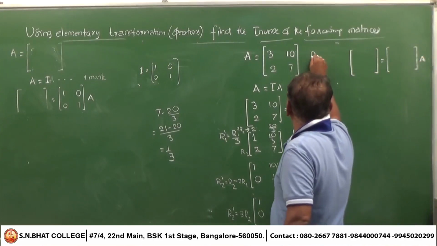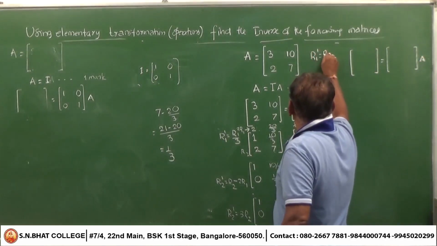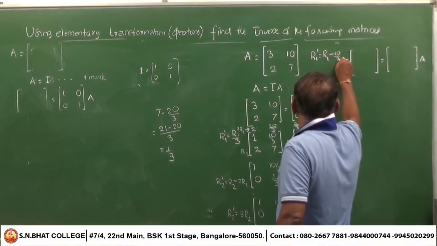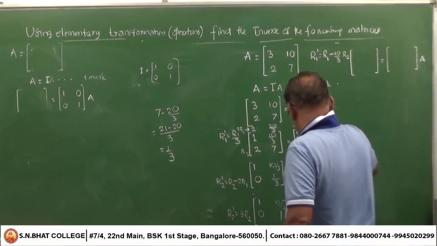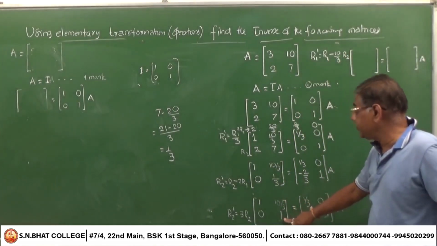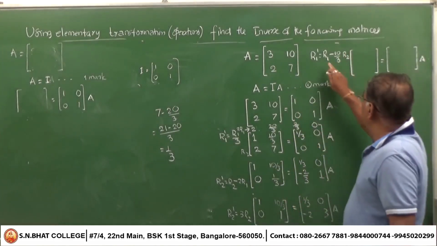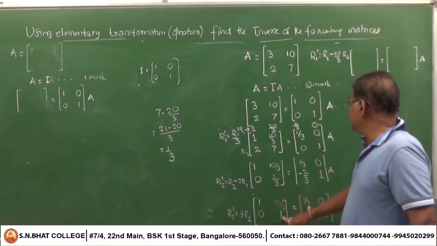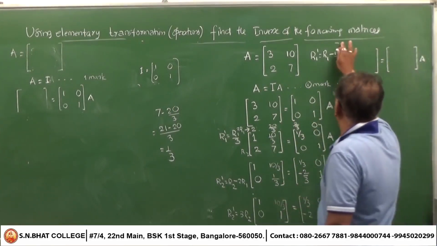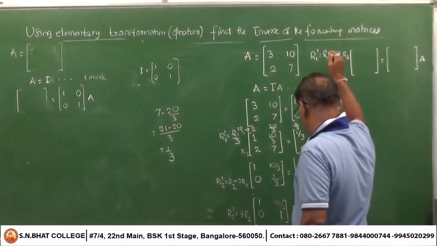R1 dash is R1 minus 10 by 3 R2. To make this element 0, I have to make this one in R2 as 10 by 3. Calculate R1 minus 10 by 3 R2, which means this minus becomes 0.